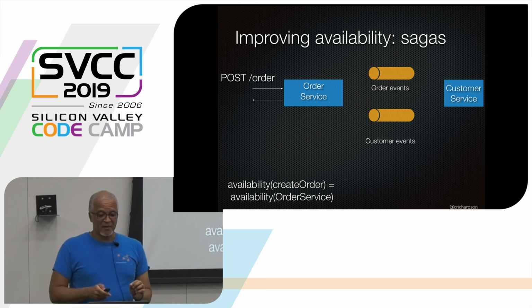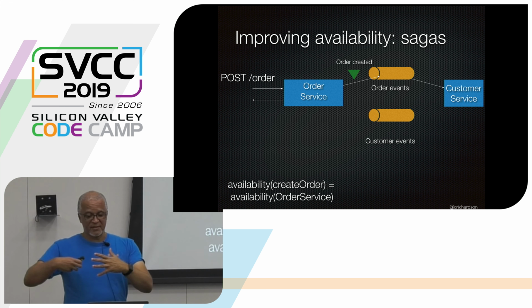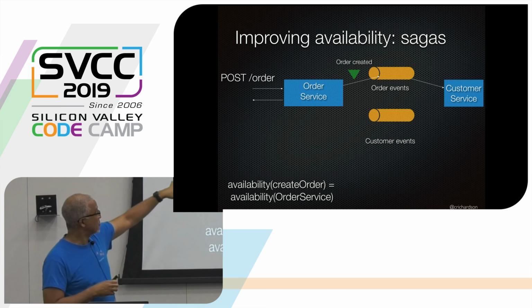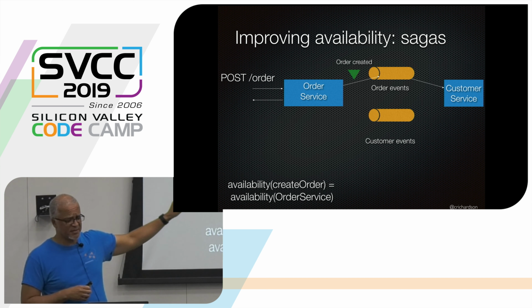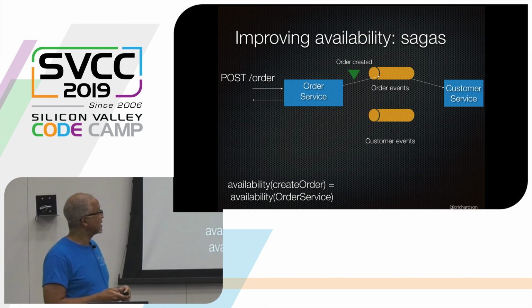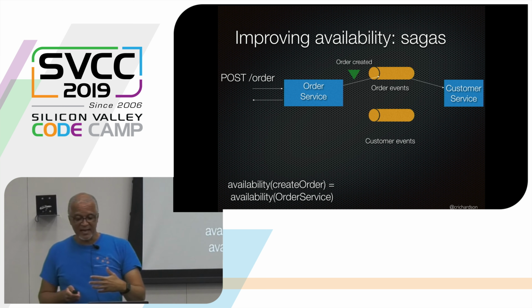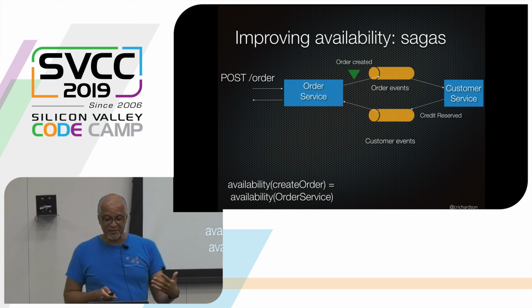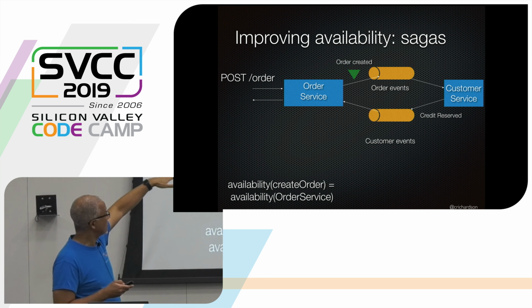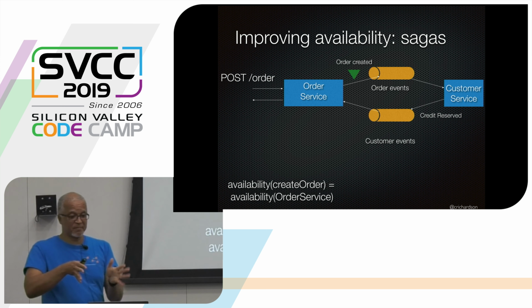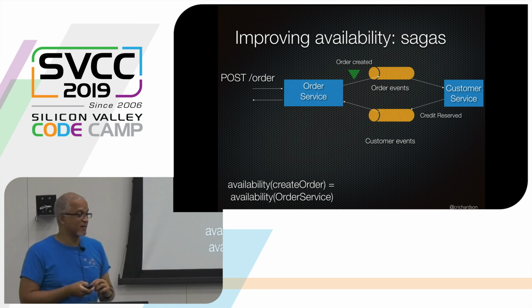And then in the meantime, the order service and the customer service collaborate by exchanging messages. And in this example, they're exchanging events. And this is known as a choreography-based saga. So the order service publishes an order created event, which triggers an event handler in the customer service, which then tries to reserve credit and publishes an event, which then gets consumed by the order service, which can then either approve or reject that order, depending on the outcome of that credit reservation.